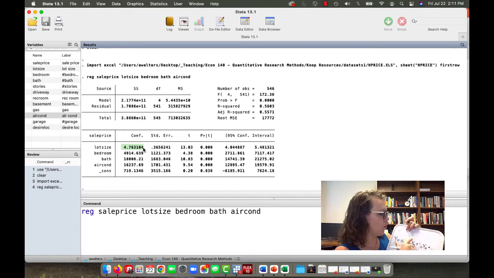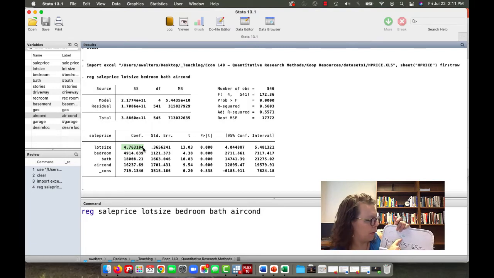4.76. I'm going to round to that because that's good enough. And so that tells me that if x is measured in square feet of lot size and y is measured in dollars of sale price, then each additional square foot of lot size is going to tend to increase sale price by $4.76. Does that make sense? So if x goes up by 1, y goes up by 4.76.